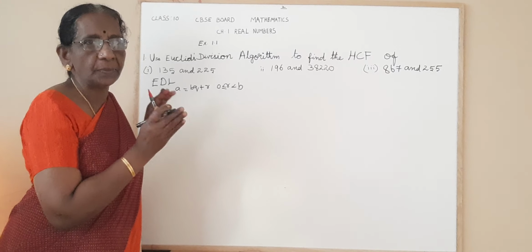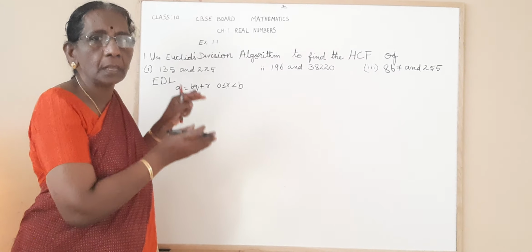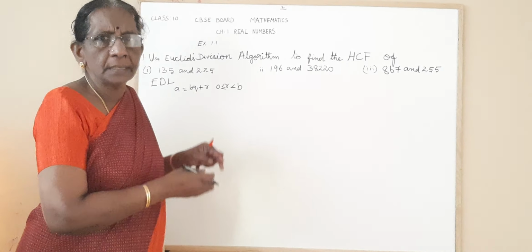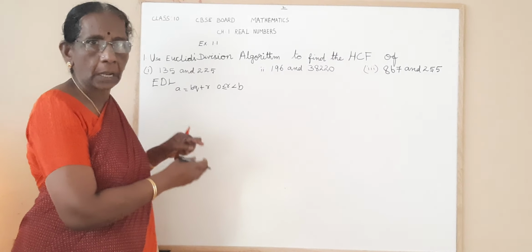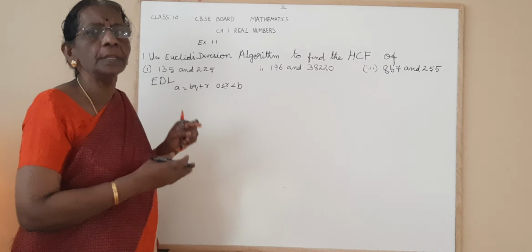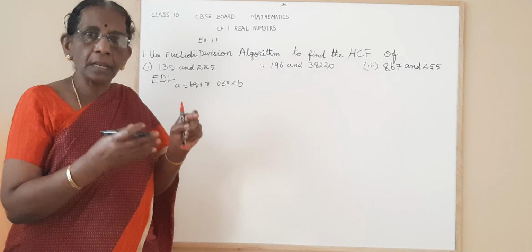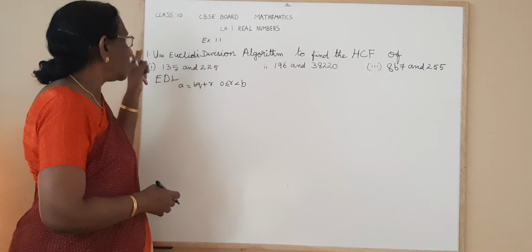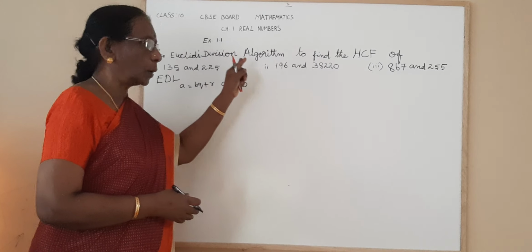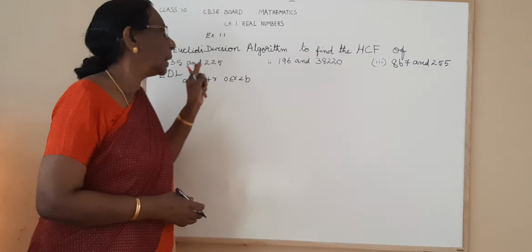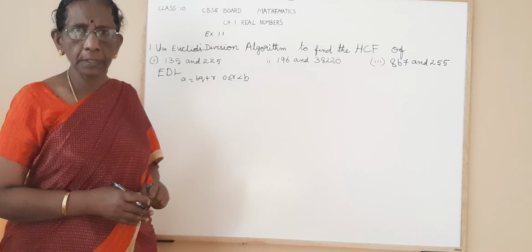Those series of well-defined steps will form an algorithm. Since we are using Euclid's division lemma step by step, those series of steps are called Euclid's division algorithm. That is, in the question it is given, use Euclid's division algorithm to find the highest common factor of the given numbers. Have you understood children?